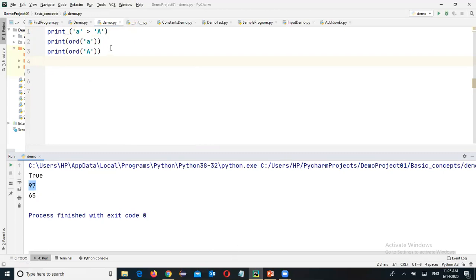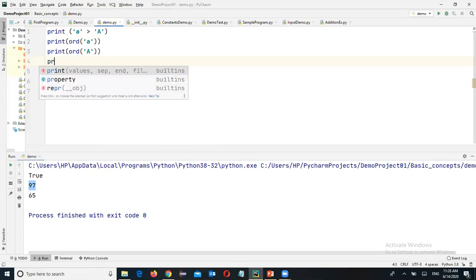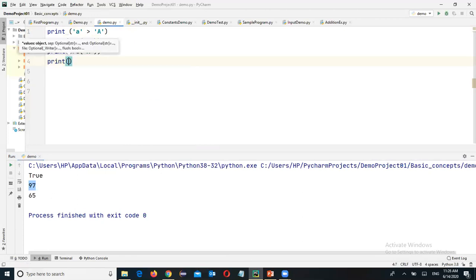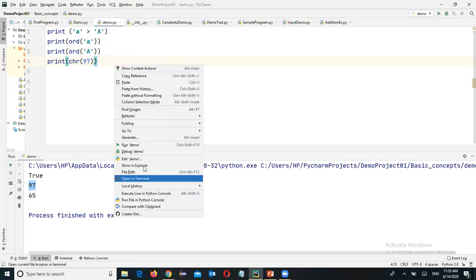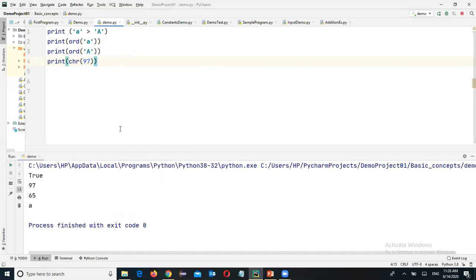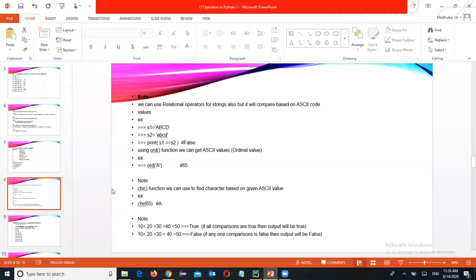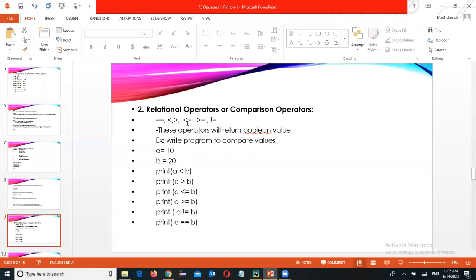So now print chr of 97, which I have given. What is the output I will get? Just observe, two functions I am showing here. So ord is going to return the ASCII value based on the character, and chr gives the alphabet to you based on the number. Okay, like this. Next thing, relational operators.